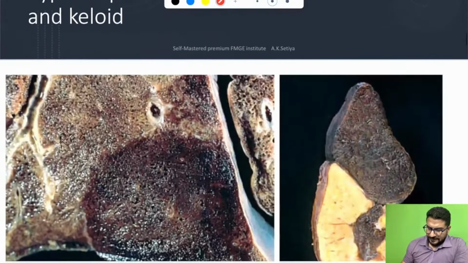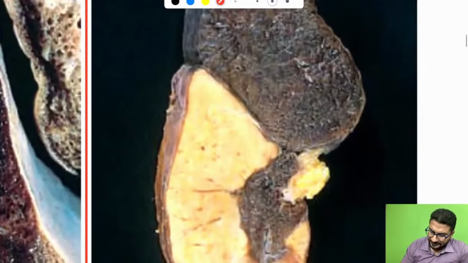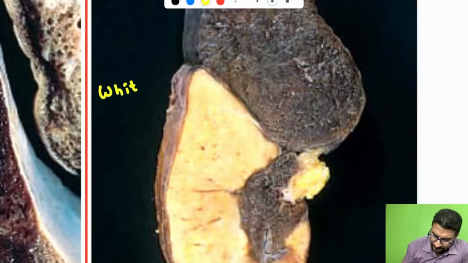Okay, now we have a question that they ask in exam: where we see red infarct and where we see white infarct. So let's understand once, try to understand. Red infarct and white infarct. So understand, this is called white infarct, or we can call this pale infarct. Why do we say white and pale?